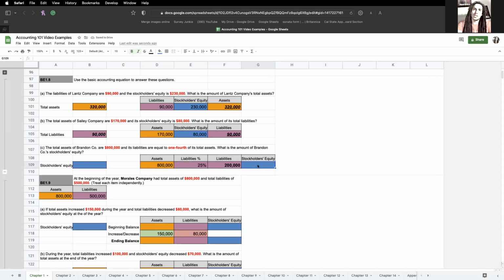And again, like in B, we know 1/2 of the liabilities in equity now. We know our liabilities. We also know what our assets are. So what we need to do is take the assets and subtract the liabilities, move it to the left side of the equation to get the missing stockholders' equity, which is 600,000.